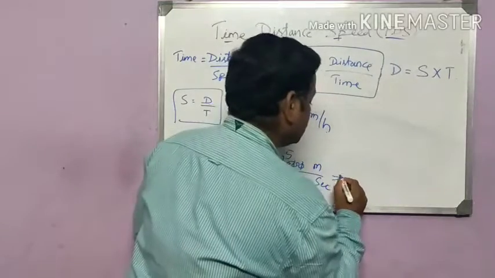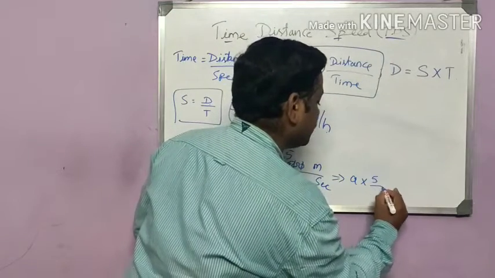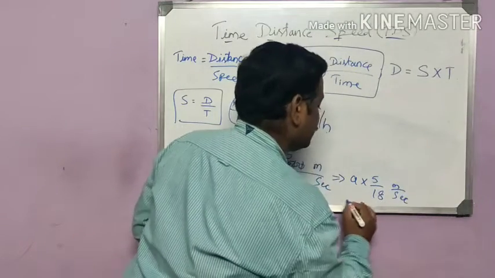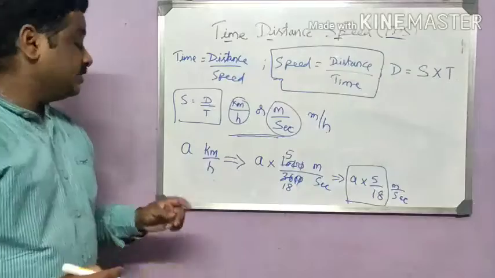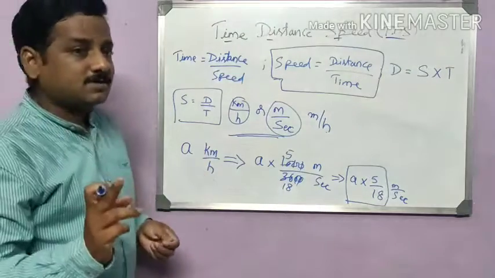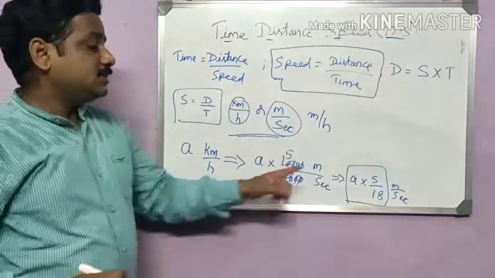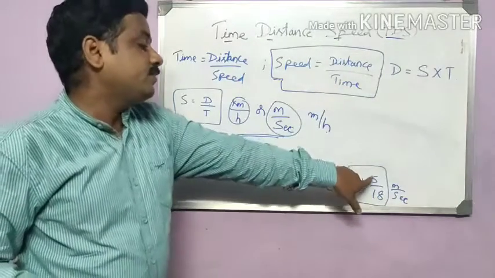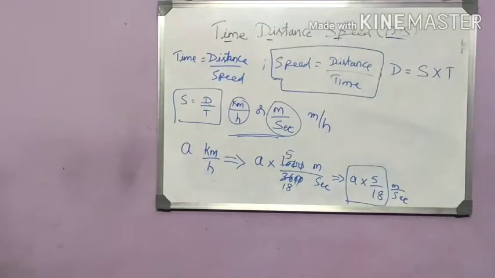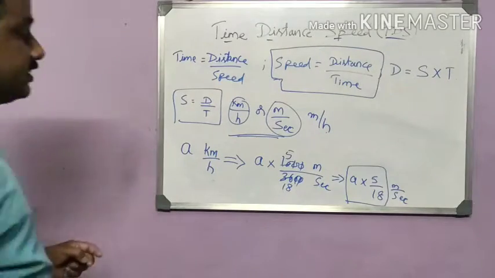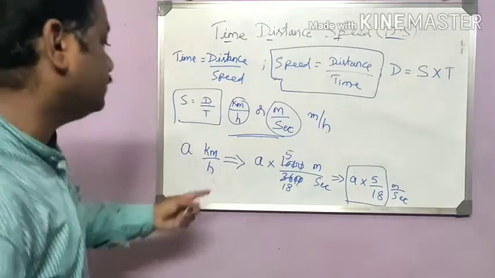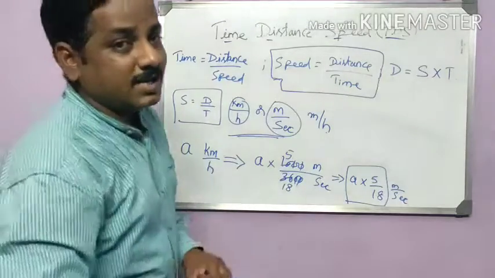Therefore I can say the speed has to be multiplied by 5 by 18 so that we can get it in terms of meter per second. So if any speed is given in terms of kilometer per hour and you want to convert that into meter per second, then that speed has to be multiplied by 5 by 18. That's the simple funda, right? No need of getting confused over there. And how we got that 5 by 18, I have explained here as simply as this. I hope this is clear for you. If it is clear, just press that like button over there.